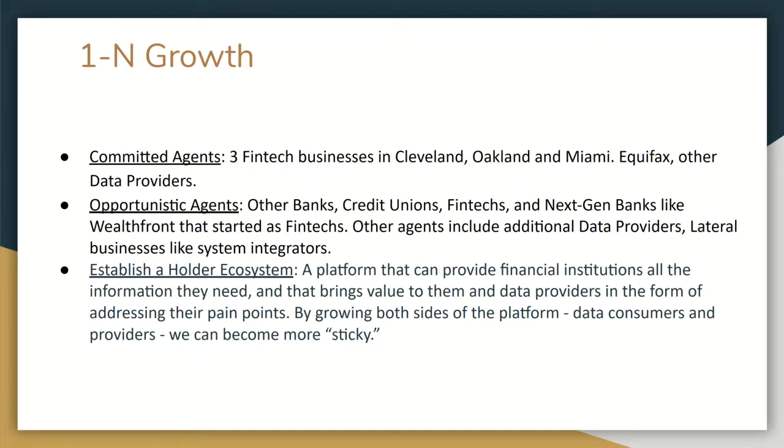For our go-to-market growth, for now we have several committed agents on board. So several fintech businesses in addition to Equifax and other data providers. From the opportunistic agents, we again also want to continue to expand and attract more banks, more fintech businesses, and then also include other data providers as well. And in addition to both sides, we also want to take note that there are other next-gen banks that actually start out as fintech. So Wealthfront was one example that is within our target customers and is transitioning from one to another.